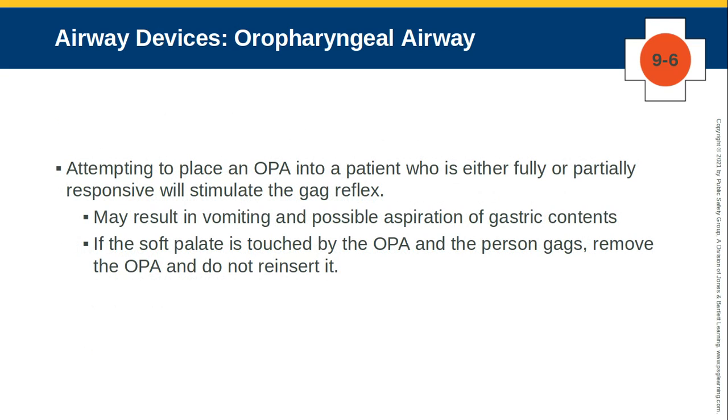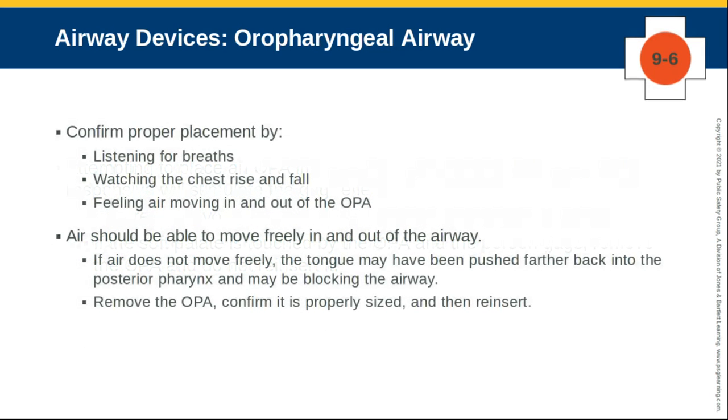One more time, be very careful with an OPA. If they have any responsiveness at all, you can stimulate the gag reflex and actually make airway management worse if the patient vomits. To confirm proper placement, we want to watch for chest rise and fall. If you're working with a BVM and providing rescue breathing for the patient, you'll see that chest rise and fall. You'll see the effectiveness of air moving in and out of the patient's lungs.